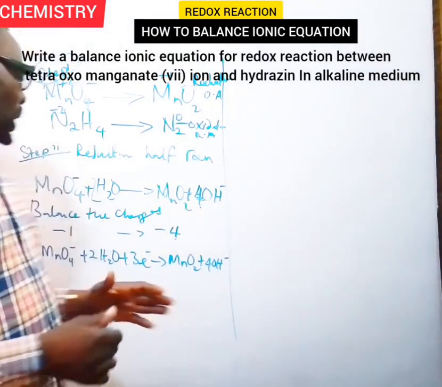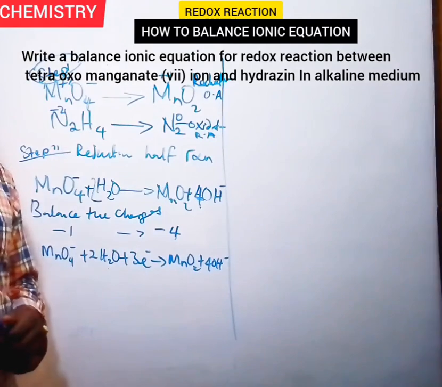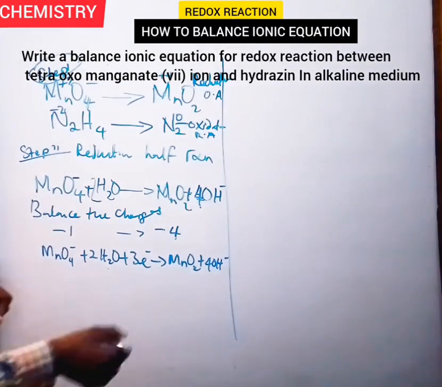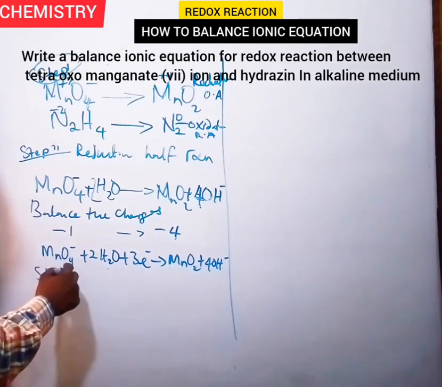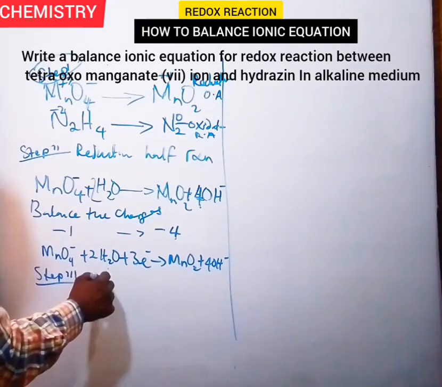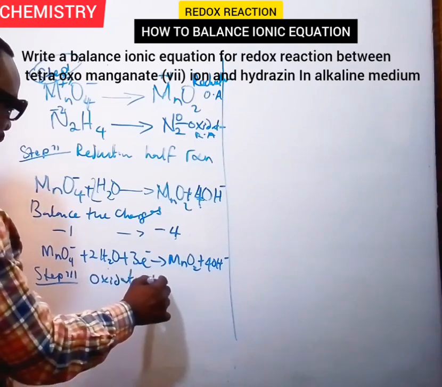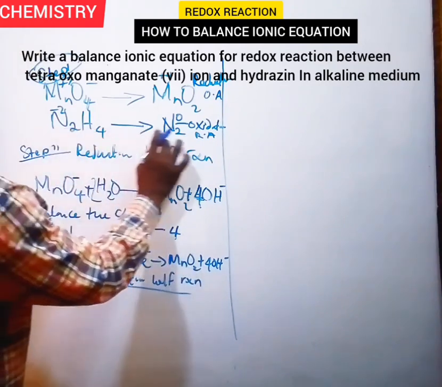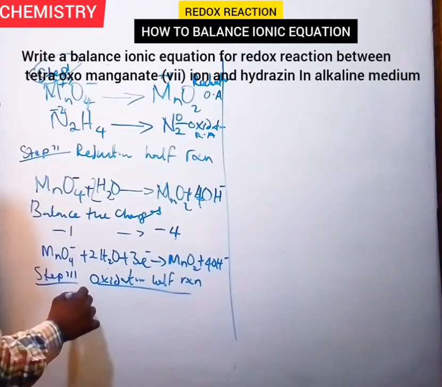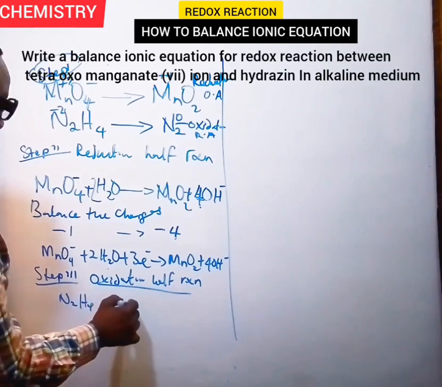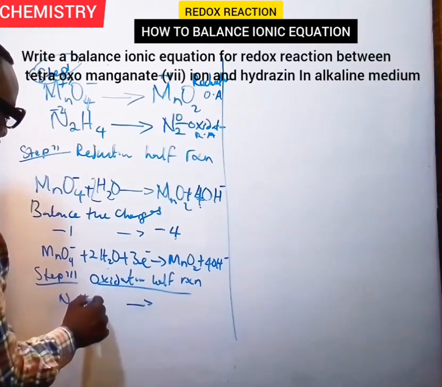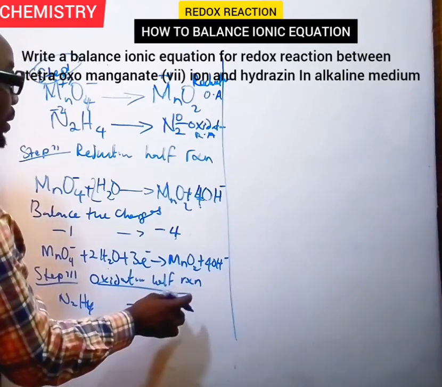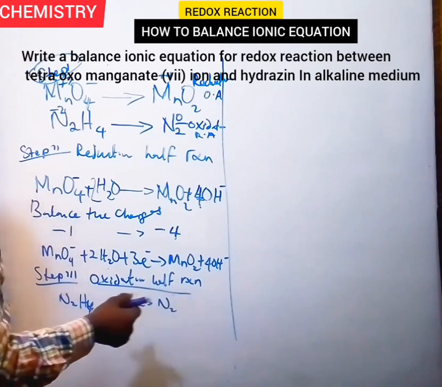Now, we have to look at the oxidation reaction. We have to look at what will happen at the oxidation reaction. That is step 3. Oxidation reaction. So what do we have at the oxidation reaction? N2H4, hydrazine, leads to N2.